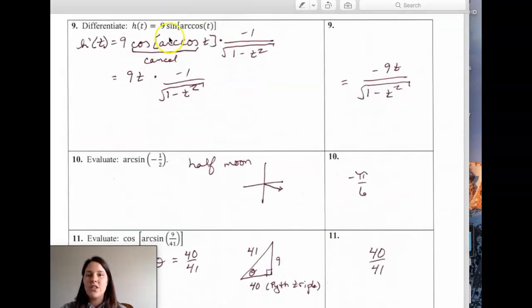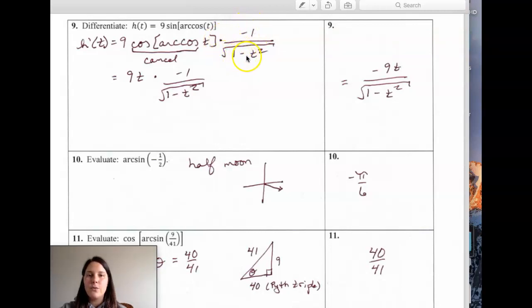Number 9, differentiating. So this one's got some chain rule going on. We're going to keep that 9. That's just a coefficient that goes along. The derivative of sine is cosine. So then you leave what's inside alone. That arc cosine stays the same, times the derivative of what was inside. So that's the derivative of the arc cosine.